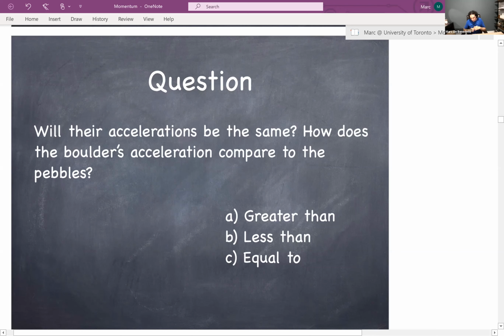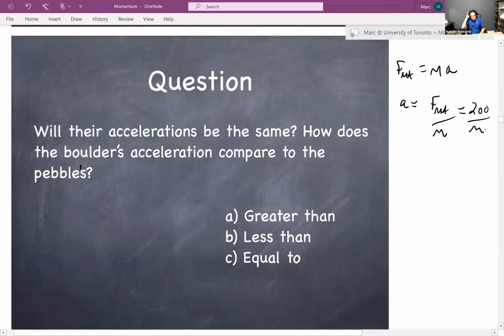Will their accelerations be the same? How does the boulder's acceleration compare to that of the pebble's acceleration? I guess there should be an apostrophe there. Again, typo, that's me. That's a grammar typo, which I am definitely not an English major. So now that I'm asking for the rate of change of the momentums, now they're asking about the acceleration. So I asked myself, okay, what equation do I know that relates force applied and the acceleration? And that is simply F net equals ma. So the question wants to know about the acceleration, right? So that's going to be the net force divided by the mass. So, all right, it's the same net force in both cases. It was 200 newtons.